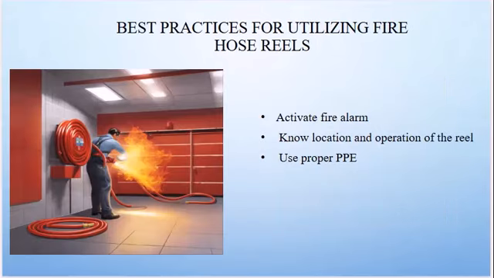Best practices for utilizing fire hose reels. Best practices include activating the fire alarm and knowing the location and operation of the reel. Using proper personal protective equipment, PPE, is essential for safety. Understanding these practices enhances overall fire safety management. Regular training ensures that personnel are familiar with procedures. Effective utilization of hose reels contributes to successful firefighting efforts.